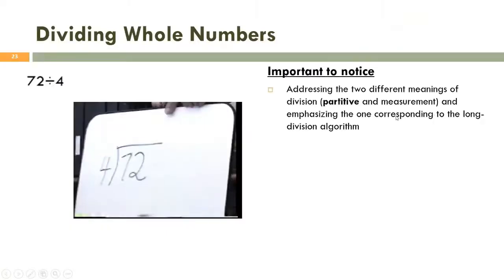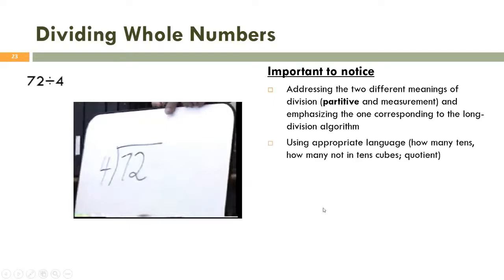So the teacher started by emphasizing that she's going, at least implicitly, to use the partitive interpretation, where the 4 actually means we're forming 4 groups. The other important thing to note is that she was using appropriate language. She was referring to how many tens, how many that are not in a tens cube. She was referring to the quotient.